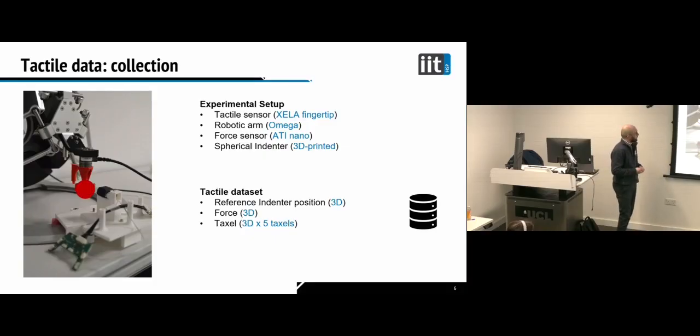Well, there are a few reasons. One is that you don't want to ruin the fingertip. And actually this was a square. So generally you collect data with many shapes of the indenter. In this case, we have a sphere.